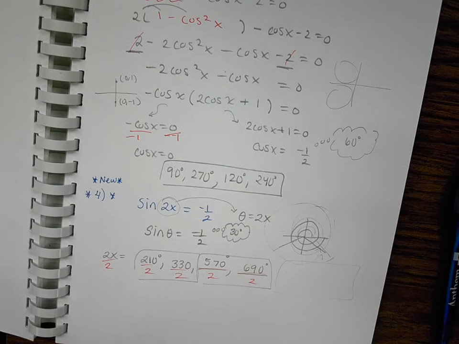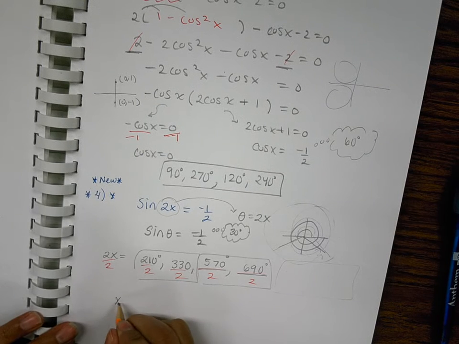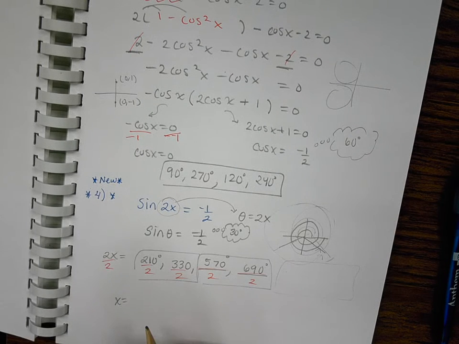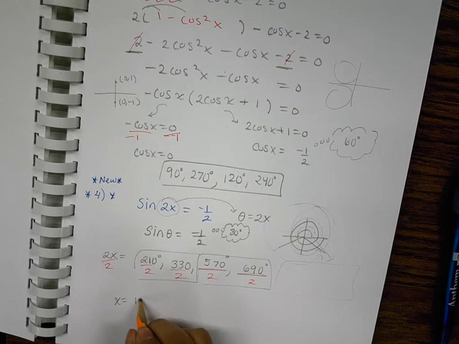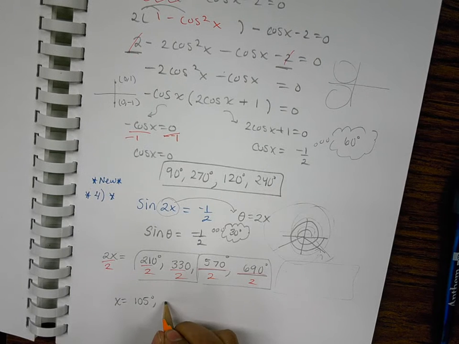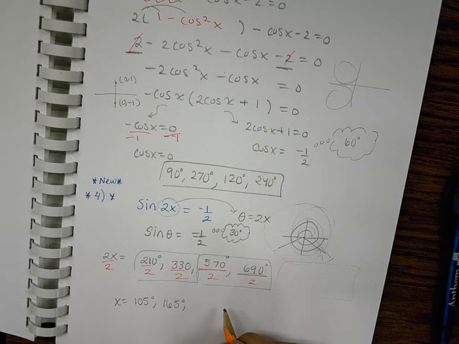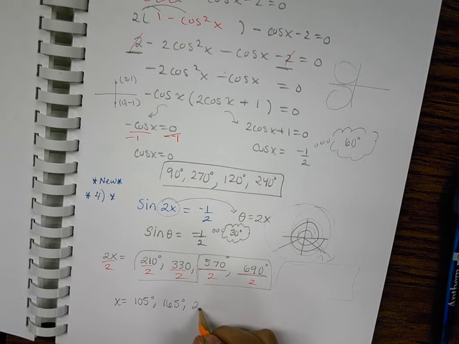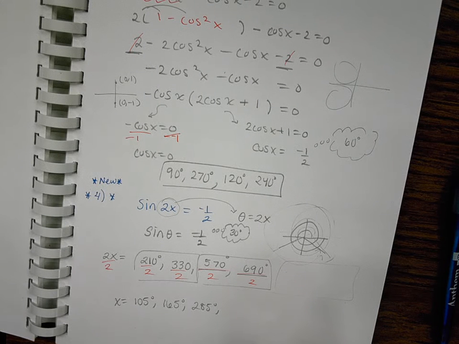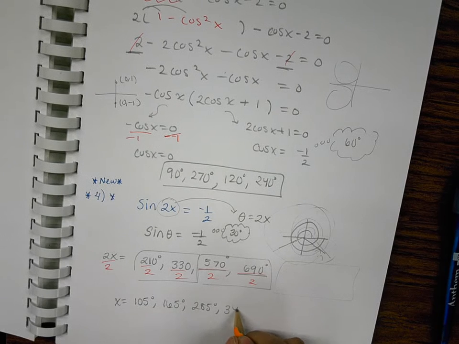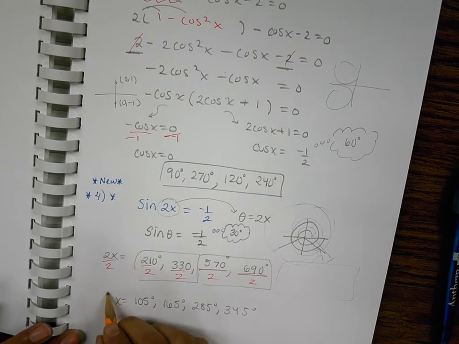All right, so plug these numbers in your calculator or do them in your head. 105 and 65. 285, and plug it in. 345.